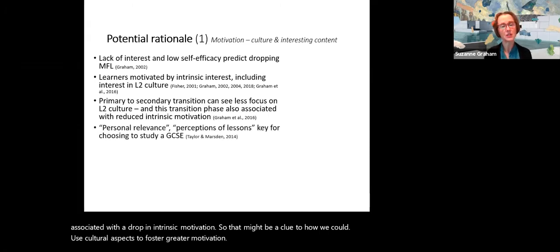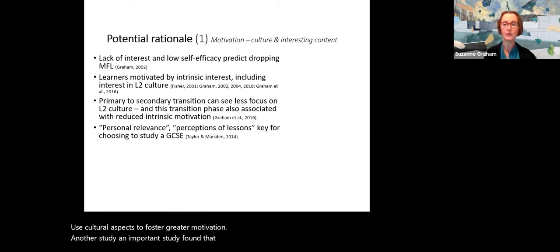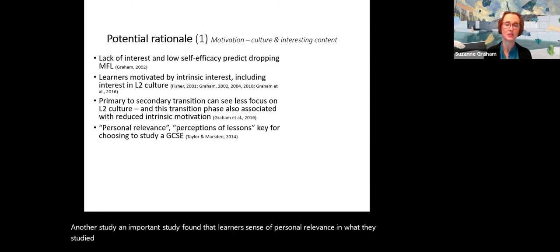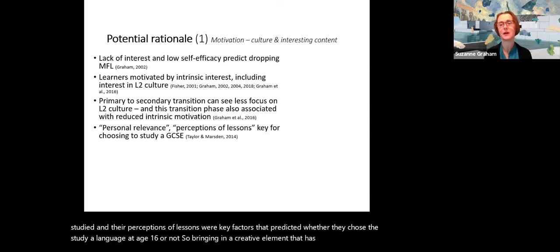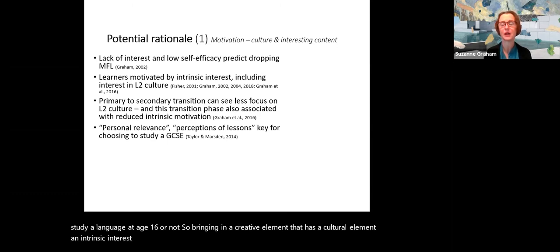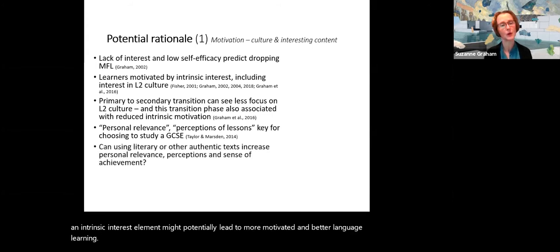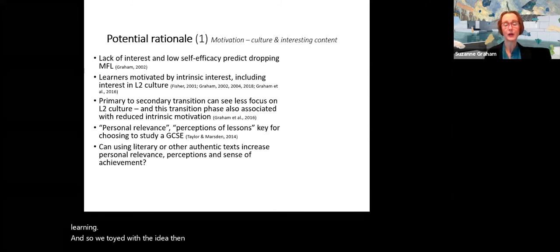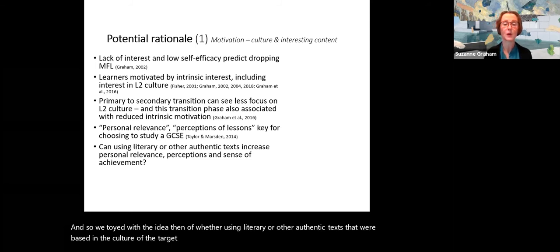Another important study found that learners' sense of personal relevance in what they studied and their perceptions of lessons were key factors that predicted whether they chose to study a language at age 16 or not. So bringing in a creative element that has a cultural element, an intrinsic interest element, might potentially lead to more motivated and better language learning. And so we toyed with the idea of whether using literary or other authentic texts that were based in the culture of the target language could increase learners' sense of personal relevance, their perceptions of language learning, and also their sense of achievement.